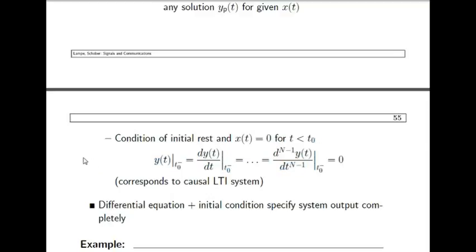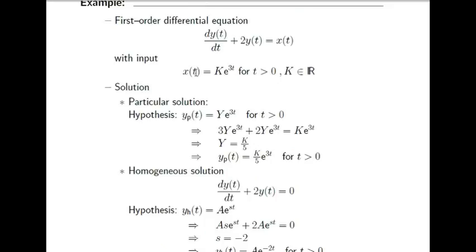Now let's see with an example. We are given the first order differential equation, this, and we have input K e to the power 3t for t greater than 0, where K belongs to R. For the particular solution, let's take y_p(t) equal to Y e to the power 3t, replacing K with Y. If I replace the value of y_p(t) in our equation, we get Y equals K upon 5, and we get our particular solution K upon 5 e to the power 3t.